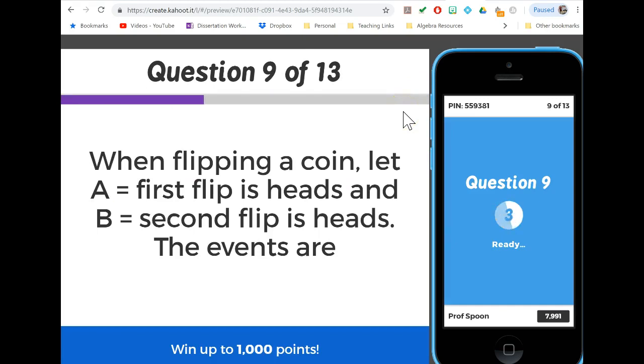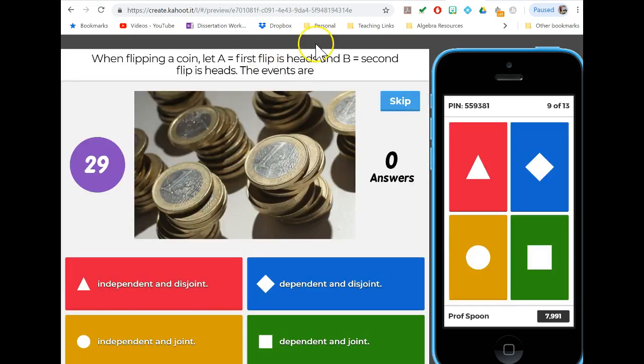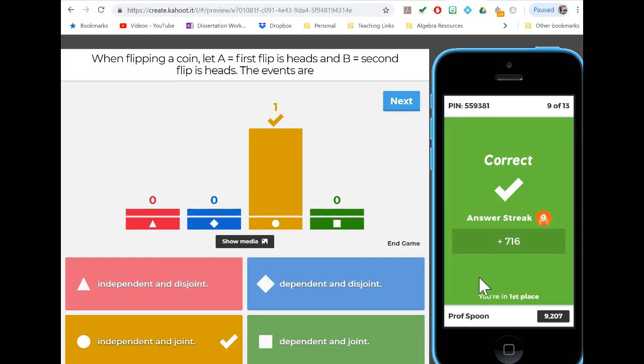Flipping a coin. So again, we're flipping one coin, except it says A is the first flip is heads and B is the second flip is heads. Is it possible to flip a coin and have the first flip come up heads and the second flip come up heads? Yes. So we're joint. Does the outcome of one flip influence the next? No. So we are independent.